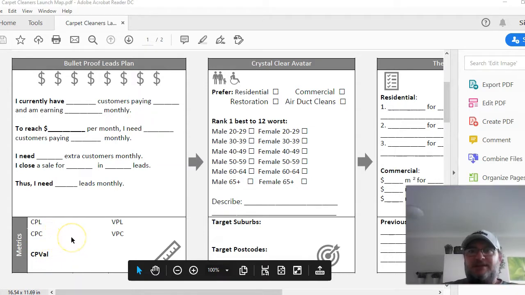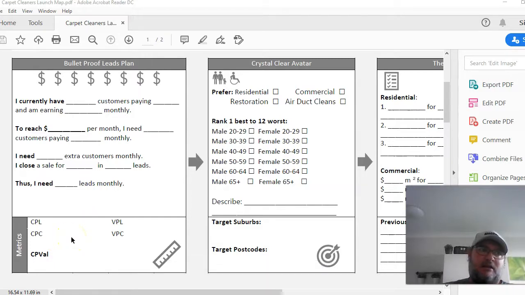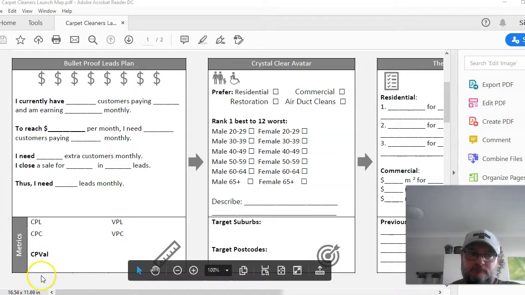Value per customer. So if you charge a customer $100 and a customer stays with you for on average 5 years and has 5 cleans, then the value per customer is $500. If you close 1 in 2 customers, then the value per lead would be half of that, $250.